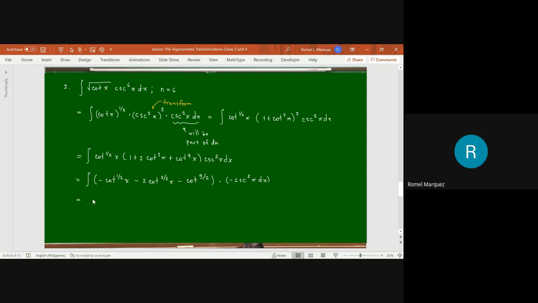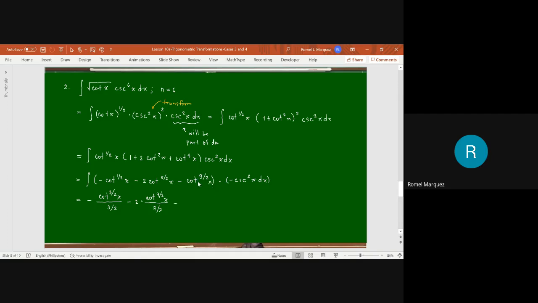Negative u to the n du. So what's the answer? u to the n plus 1, or what is 2 over 2? 3 halves of x over 3 halves. Next, we have 2 times u to the n du. So u to the n plus 1 of 5 halves plus 1, meaning plus 2 over 2, 7 halves. Check my addition, ha? Over 7 halves. And then the last one, minus u to the n.